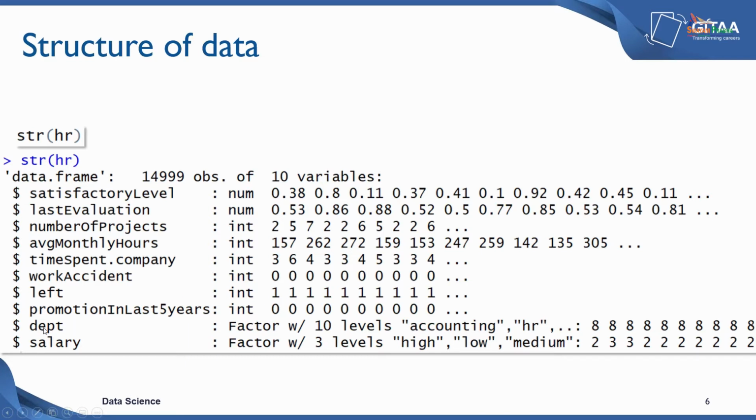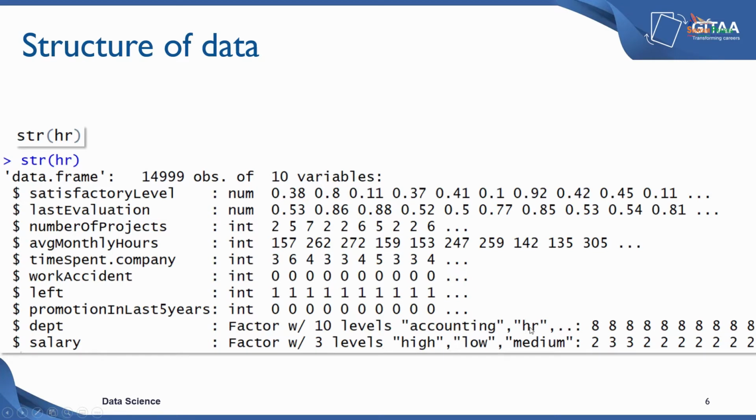For the last two variables, that is department and salary, it says that it's a factor. Factor actually means categorical variable, with 10 levels and 3 levels respectively. So levels basically denote the number of categories inside each variable. Department is a categorical variable with 10 categories, whereas salary is a categorical variable with 3 categories. So this is what it means when you say levels.